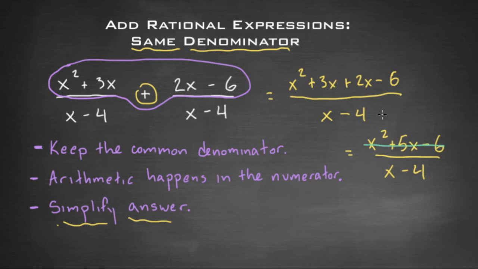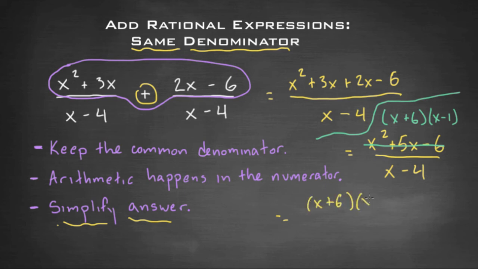This numerator here looks like it would factor as x plus 6 and x minus 1, I believe. For this particular example, it doesn't look like we have any common factors in the numerator and denominator. That's no big deal at all. So we'll just leave our final answer as x plus 6 times x minus 1 all divided by x minus 4. And that's totally fine just to leave our final answer that way.